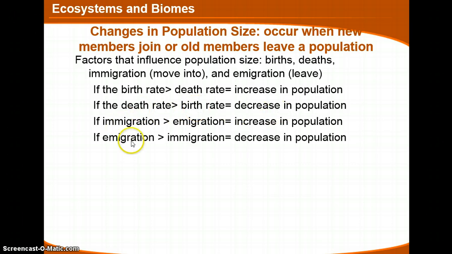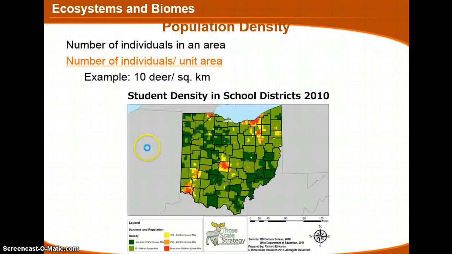Then there's immigration and emigration. Immigration is people or organisms moving into a population. Organisms moving out of a population would be emigration. You do have to know these. I highly recommend you look at your notes.